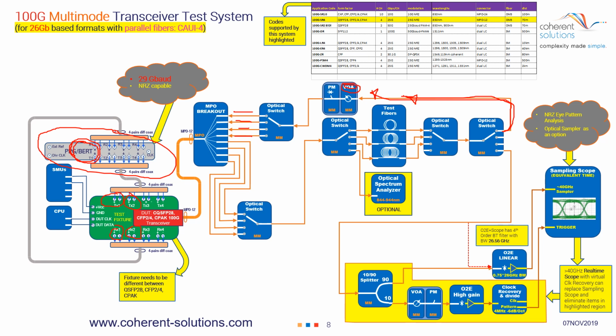Now let's look at the other path that goes to the oscilloscope. In this case, we use the optical switch to route the optical signal down this way. We come down to this 10-90 splitter, which indicates a 10% split in one path and a 90% split in the other path. Let me explain why we need this splitter here and why you may be able to get rid of it in your particular test system.